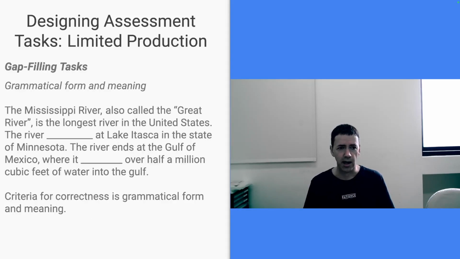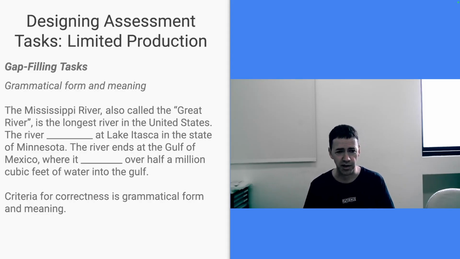Okay. You can also do gap filling. See, it's all the same type of task we've seen. This one is grammatical form and meaning. The criteria for correctness is grammatical form and meaning here. So the Mississippi River, also called the Great River, is the longest river in the United States. The river at Lake Itasca in the state of Minnesota. The river ends at the Gulf of Mexico, where it's over 500,000 cubic feet of water. Okay, so there's more than one correct answer here, right? The river begins, starts. Maybe there's even a more formal word they're looking for.